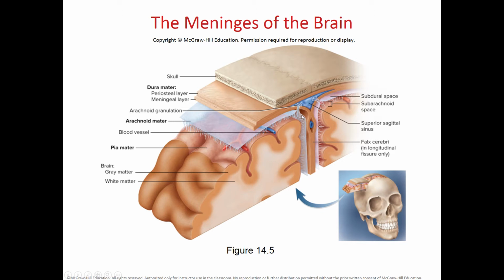The arachnoid has some protrusions that we call the arachnoid granulations, which help to absorb the cerebrospinal fluid as it is produced. And some extensions of the dura mater, like this one that goes in between the cerebral hemispheres, is called the falx cerebri.